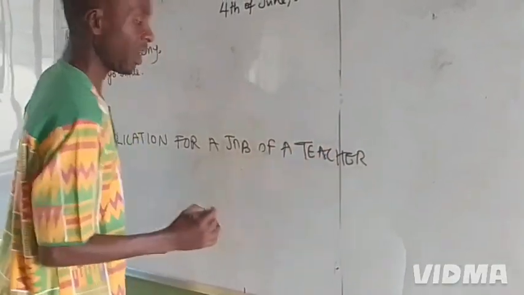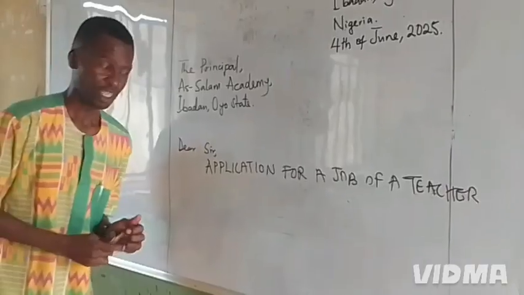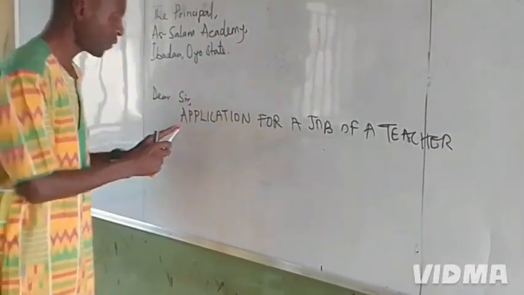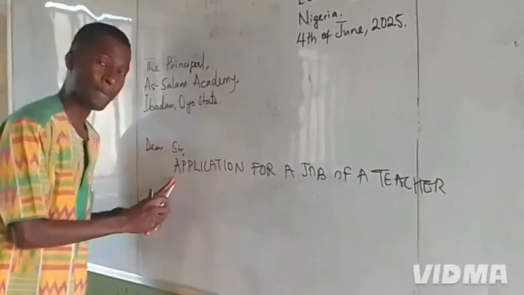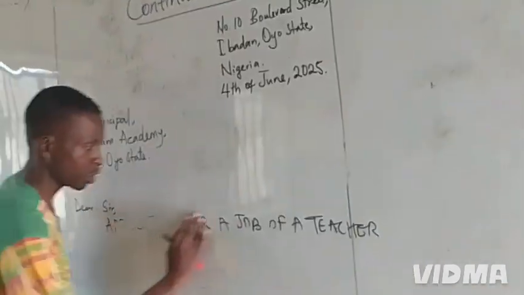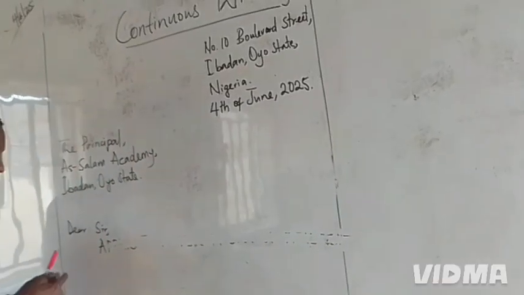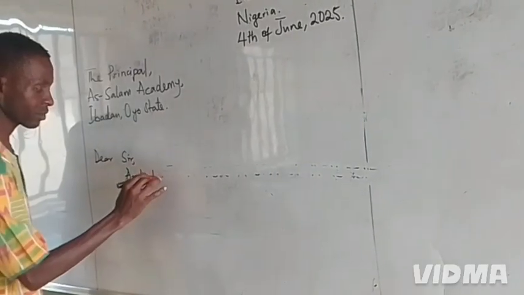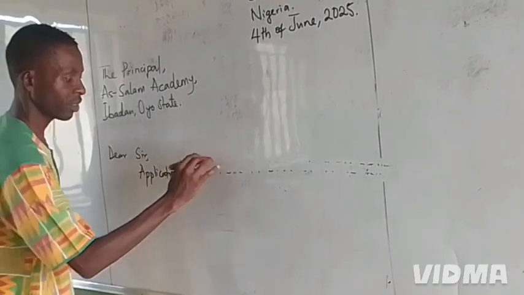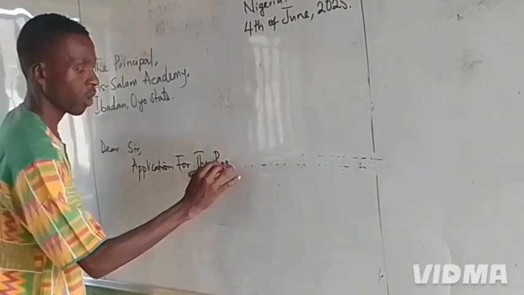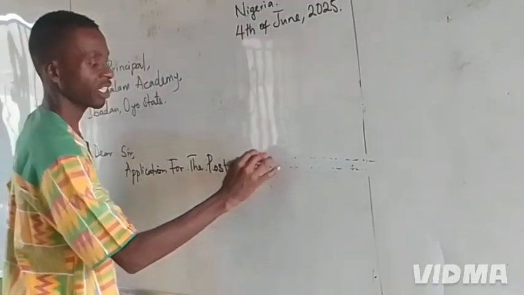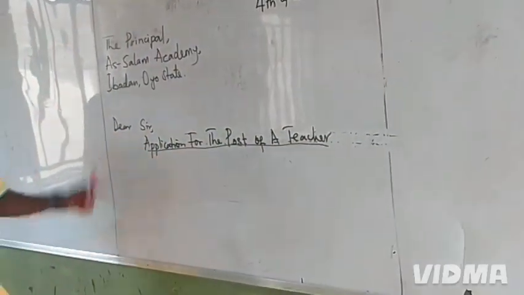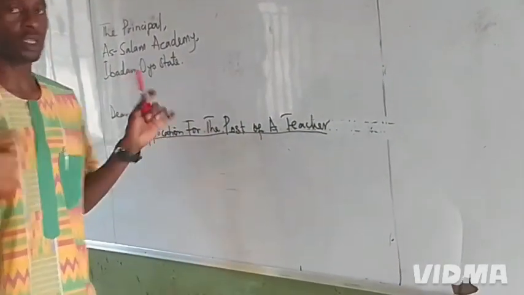Can you see that? Now, if you are writing in capital letter, you do not underline. But if you want to write in small letter, the first letter must be in capital letter. Like this. Let me show you. Application for the post of a teacher. Now you can underline. But if it is in capital letter, you do not underline.